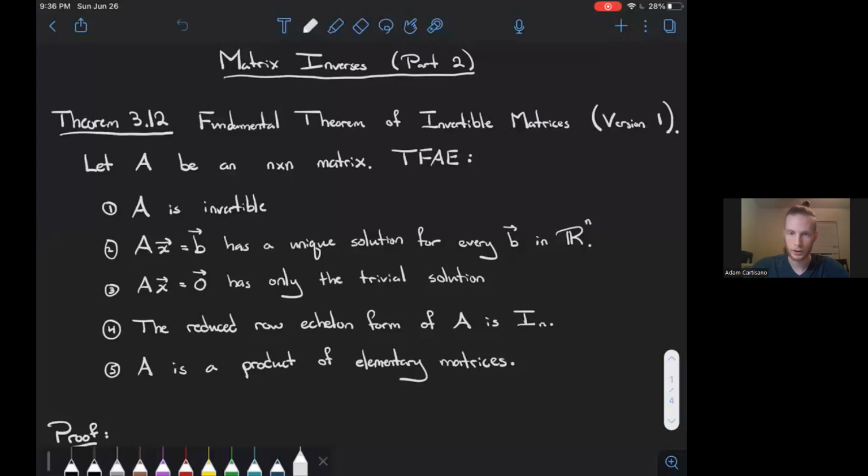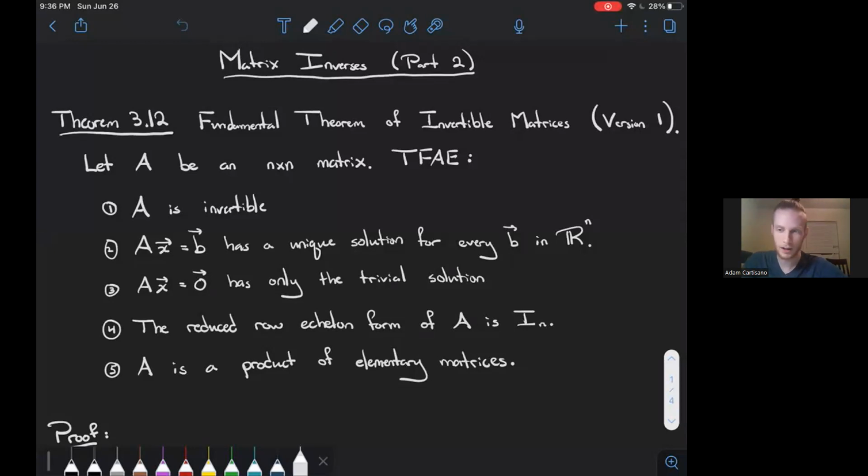Okay, hey everyone. Welcome back to our series on linear algebra. This is section 3.3, part 2. So we're just going to finish up talking about matrix inverses. Last time we finished off with the definition of an elementary matrix. Today, we're just going to finish up with the fundamental theorem of invertible matrices.